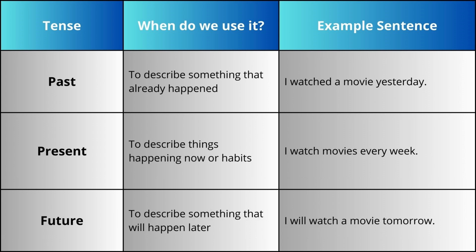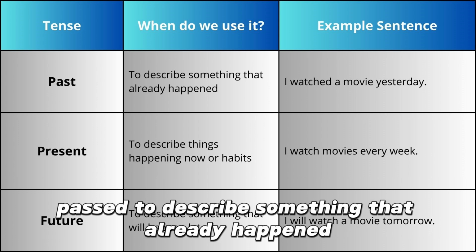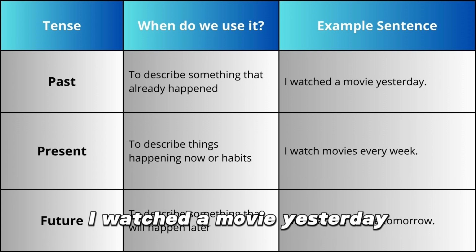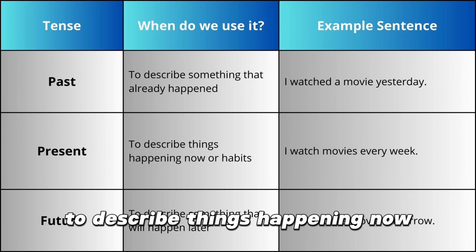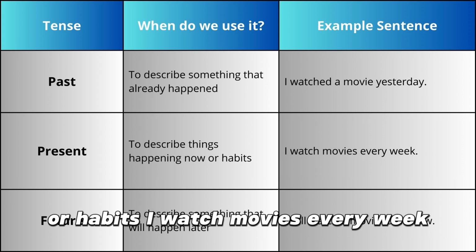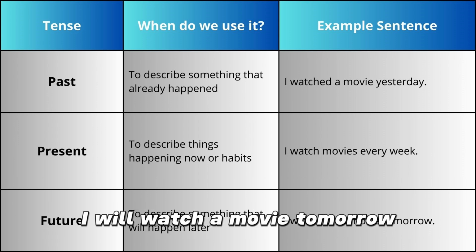Tense. When do we use it? Example sentence. Past. To describe something that already happened. I watched a movie yesterday. Present. To describe things happening now, or habits. I watch movies every week. Future. To describe something that will happen later. I will watch a movie tomorrow.